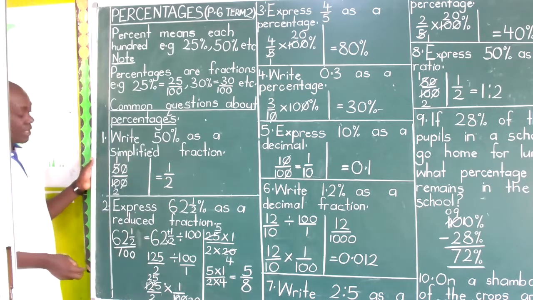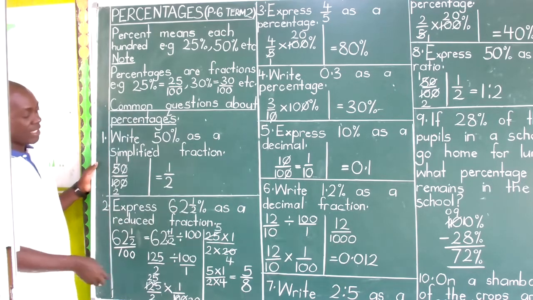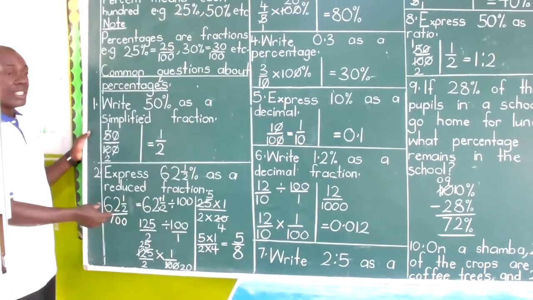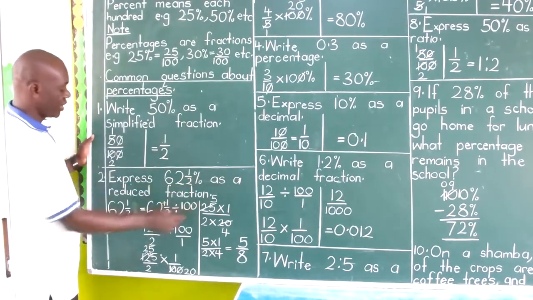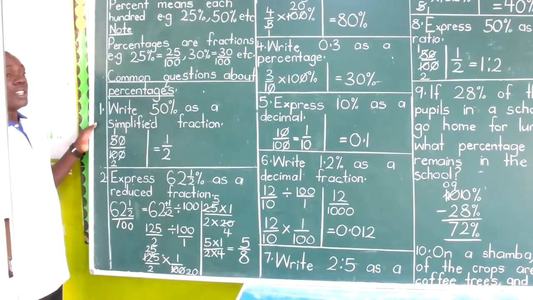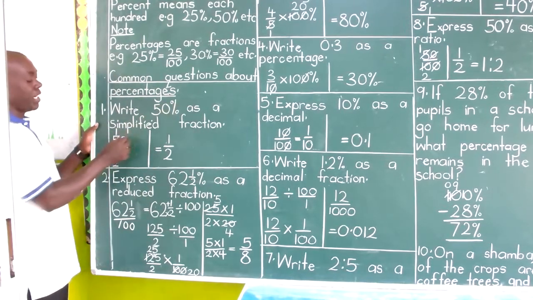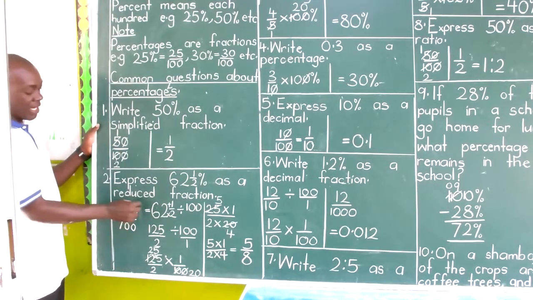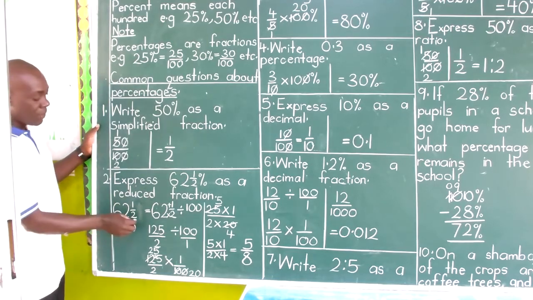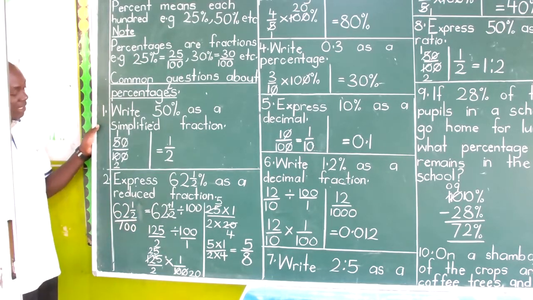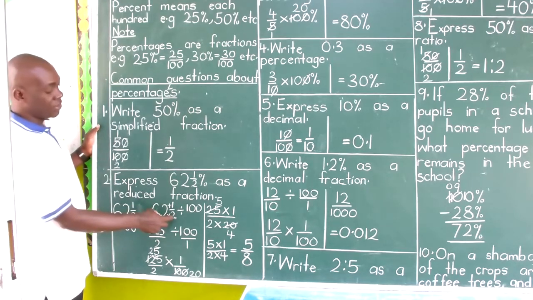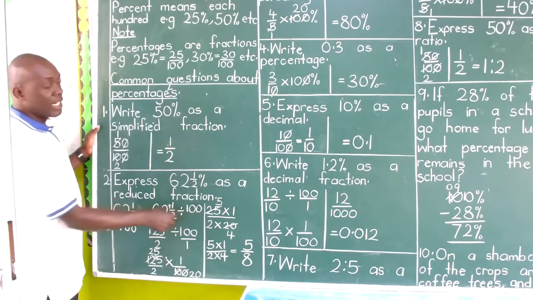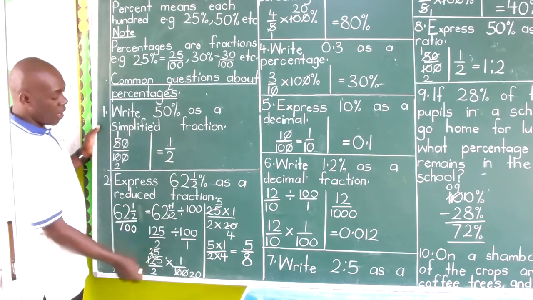As we look at the second example: express 62.5% as a reduced fraction. Like we've seen, 50% means 50 out of 100, so 62.5% also means 62.5 out of 100. It should be noted that out of means divided by. So that means 62.5 divided by 100. Again, you must know any whole number is out of 1.